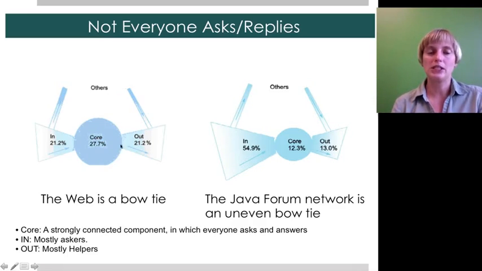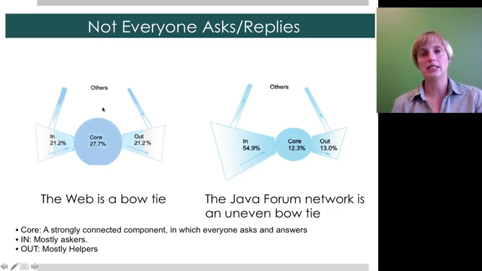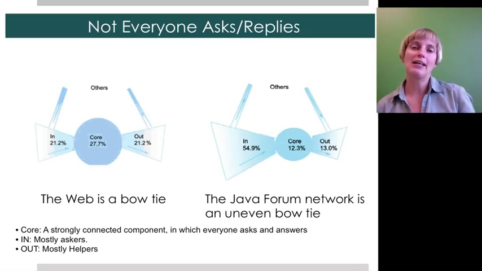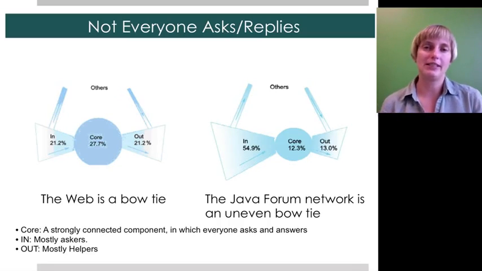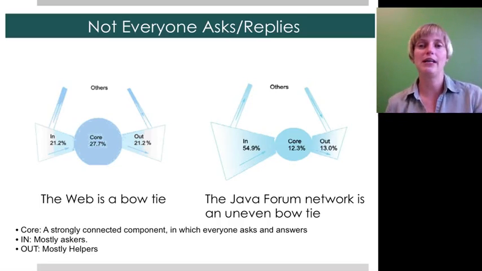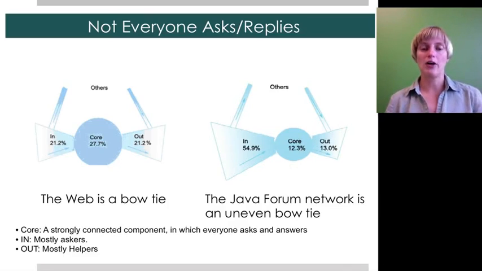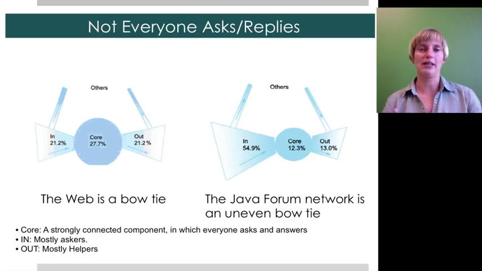And what's true of the web, at least a decade or more ago, was that you had this very symmetric bow tie. And the symmetry is not there. It's very skewed in Sun's Java forum because, well, you do have a strongly connected component, but it's actually relatively small. Only about 12% are interacting in such a way that they're all kind of helping each other in a generalized reciprocity kind of way.